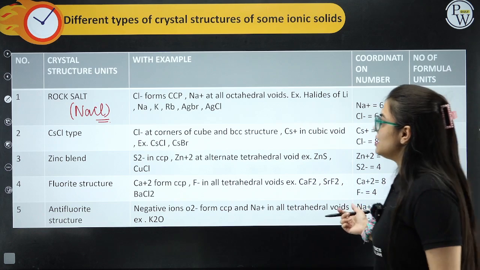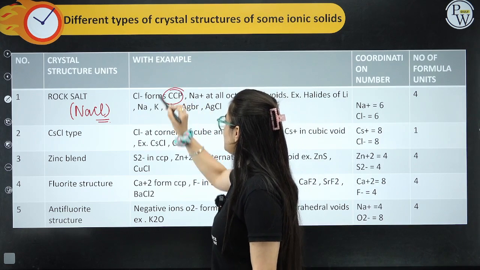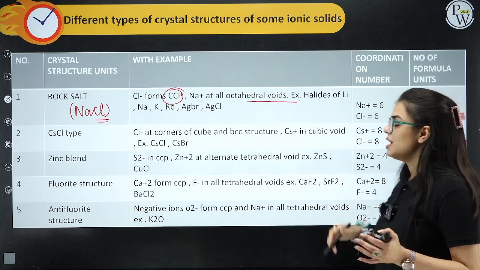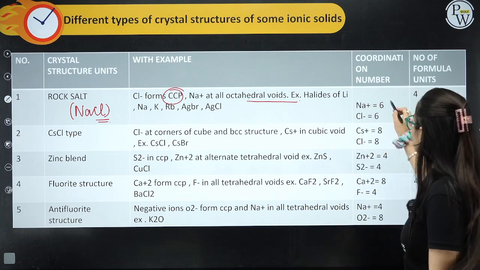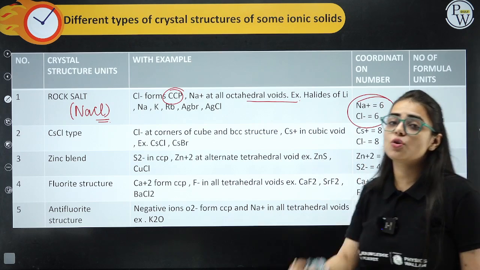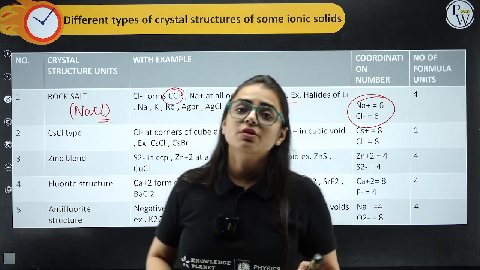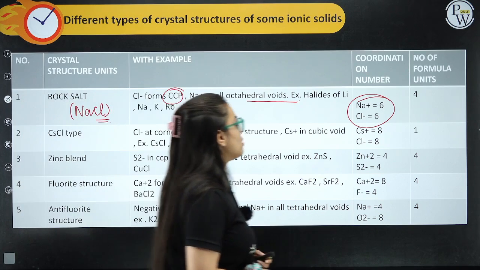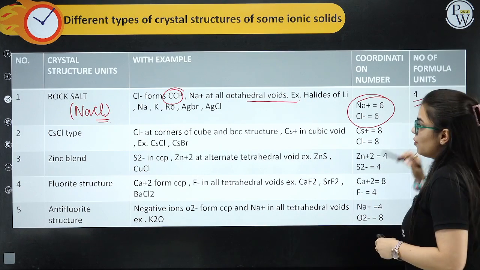So in the case of NaCl, Cl⁻ forms a CCP and Na⁺ is present at all the octahedral voids. Do remember, example they have already given you. You need to remember that Na⁺ and Cl⁻ have a coordination number of 6. Students get confused and mark it as 4, but it is wrong. The coordination number is 6, guys. Now comes number of formula units, it comes out to be 4, right?